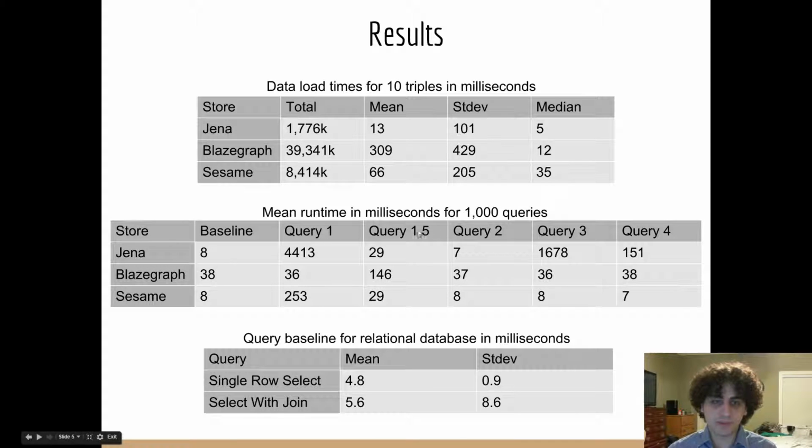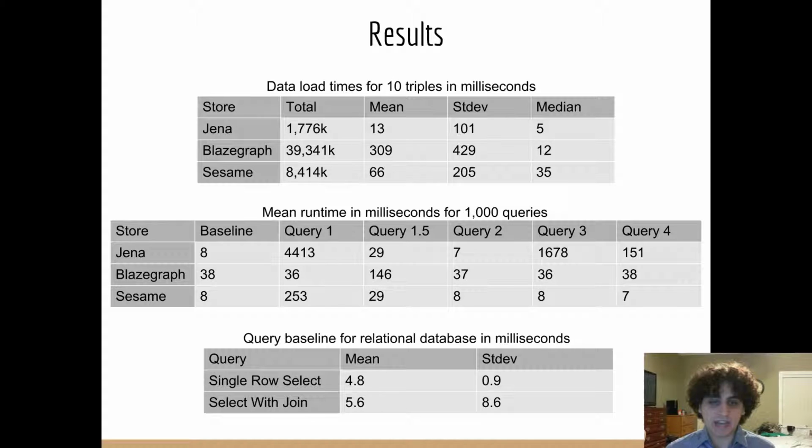Then we have these queries. I don't have a copy of the queries here. They're in the paper, but I can talk about what they do. So first, there was a baseline query. The baseline query was an attempt to figure out just sort of the inherent delay in running a query on each of these systems.